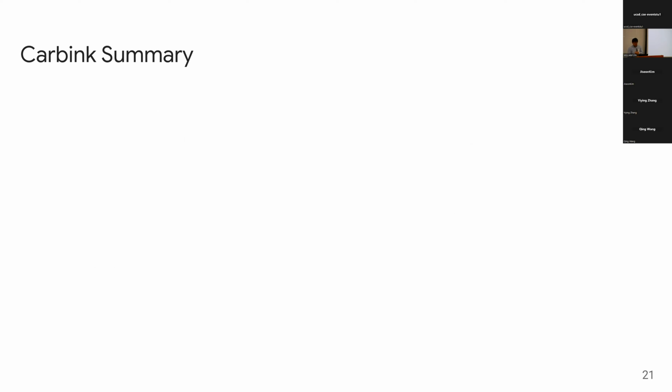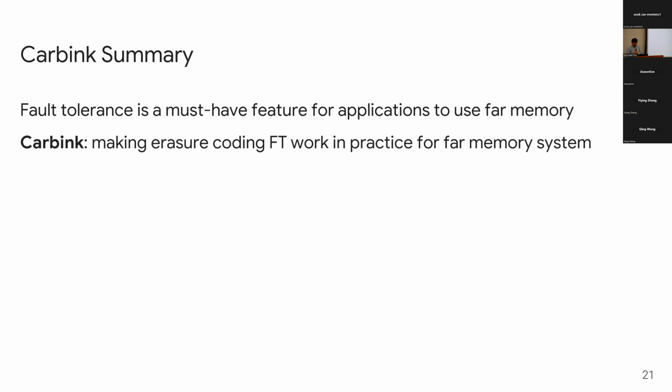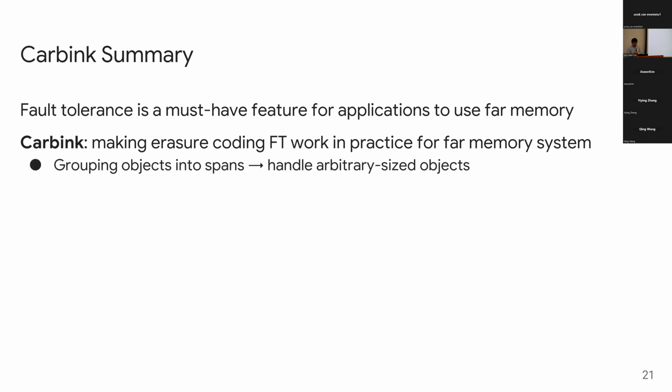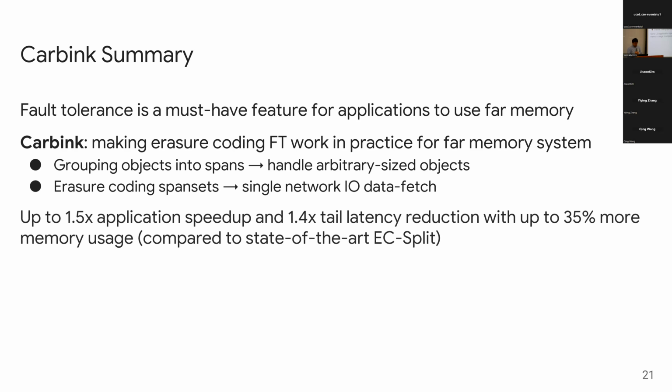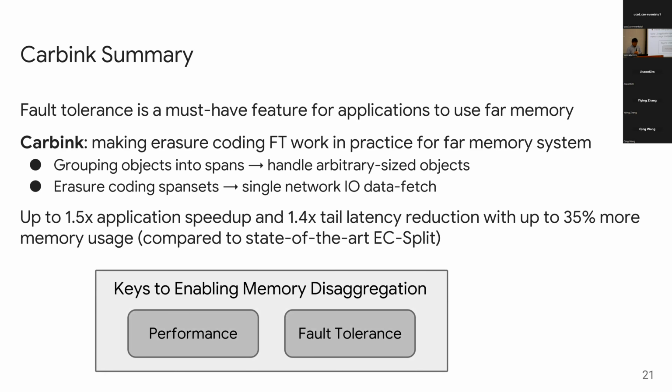To summarize this talk, we argue that fault tolerance is a must-have feature for applications to use far memory. Our system Carbink makes erasure coding based fault tolerance work in practice for far memory systems by grouping objects into spans to handle arbitrary size objects, and erasure coding span sets to achieve single network IO operation data fetch. As a result, it achieves up to 1.5x application speedup and 1.4x tail latency reduction at the price of a bit higher memory usage. Finally, at a high level, we think performance and fault tolerance are the two keys to enabling memory disaggregation, and Carbink is a step forward towards fault-tolerant design.